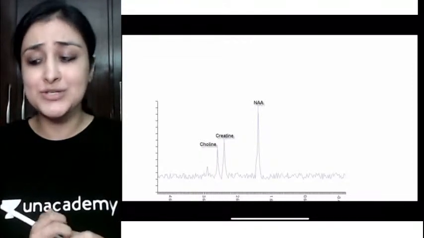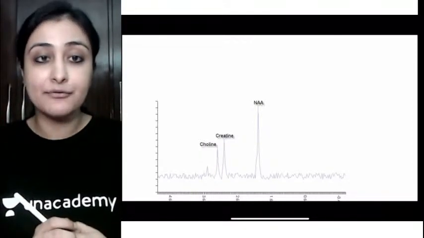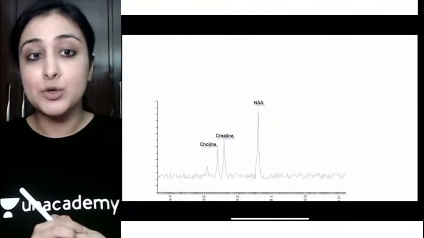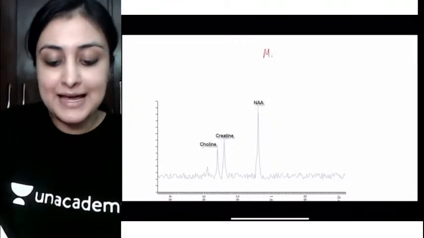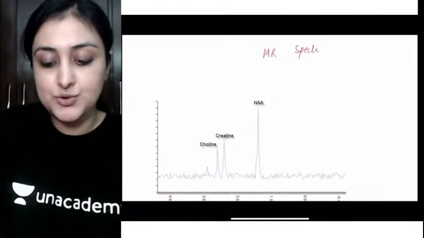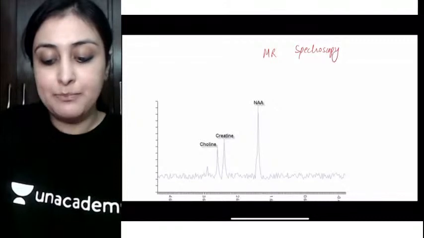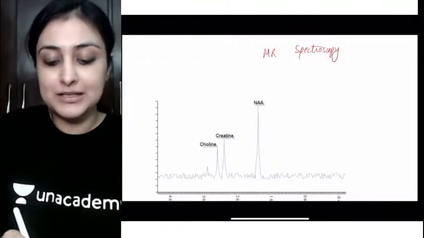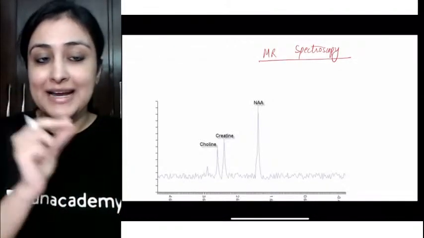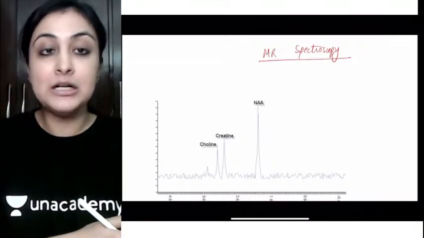What is this when you don't see any image? We see this graph of metabolites which is plotted. This is MR spectroscopy. This is useful in the brain and prostate. We use it in CA prostate, we use it in the brain, to see the intracellular biochemical accumulates.